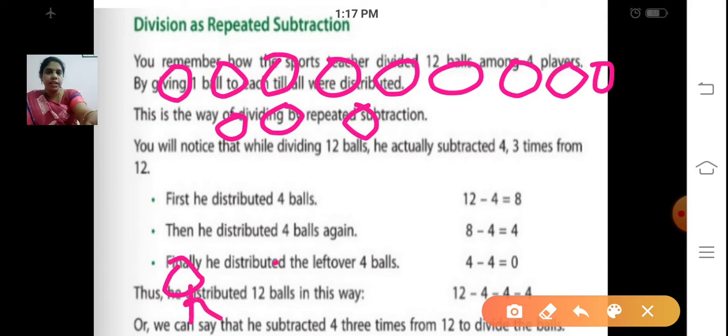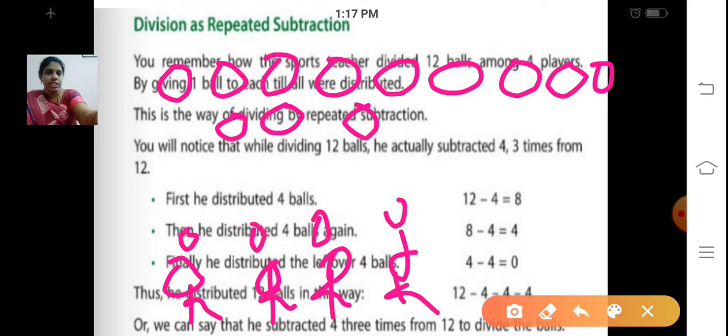4, right? 1, 2, 3, 4. So how did he give that? Initially, he first gave 1 to each one of the children, right? First he gave 1 each, then again 1 each, like that.